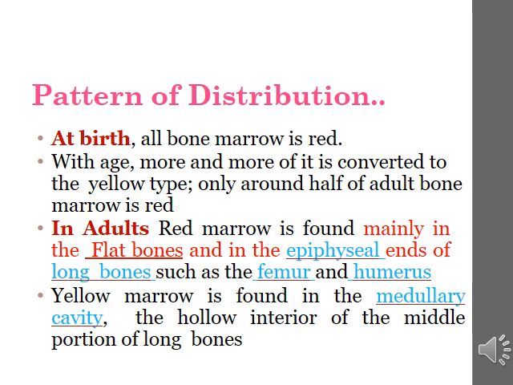So now you have to revise your anatomy of the long bone. In the medullary cavity of the bone, yellow marrow can be found. Okay, so this is actually a distribution. We can understand this distribution through a graph as well.